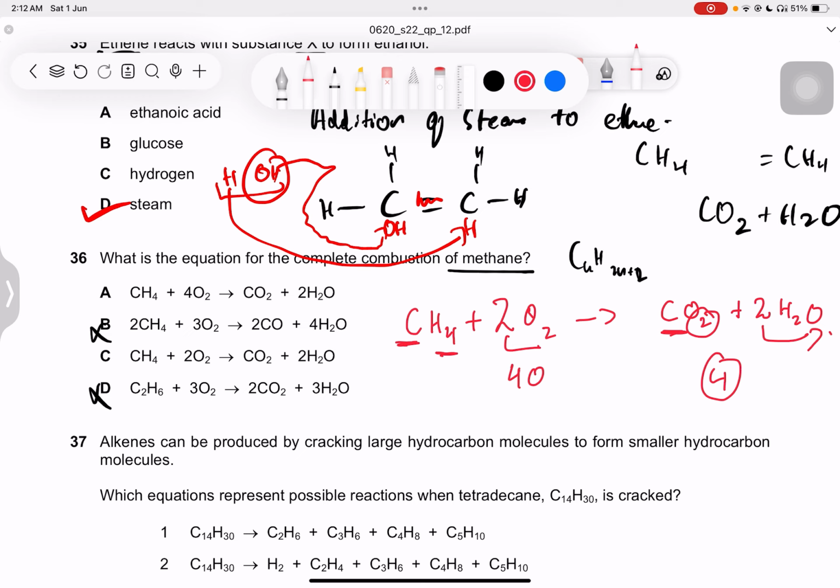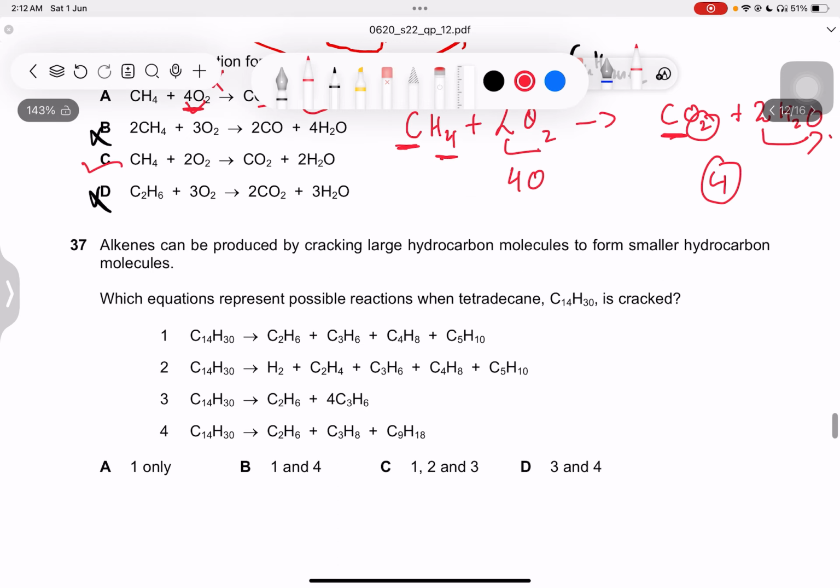So if we look at the options, this does not have oxygens balanced. This is two oxygens and two oxygens, so four total, and four twos are eight oxygens, so not correct. As for C, this is correct. This is what we did. So yes, C is the correct answer.